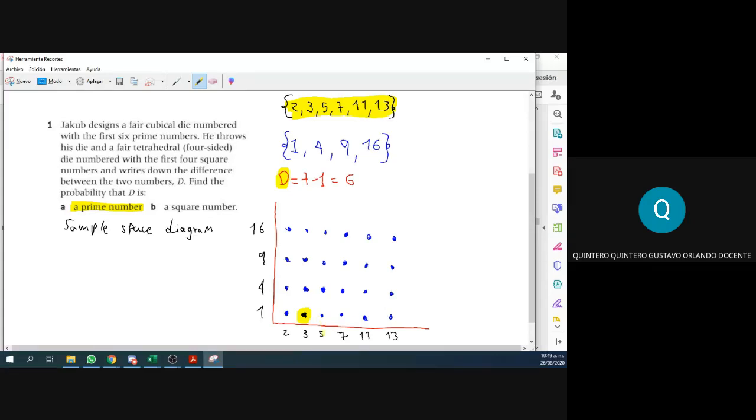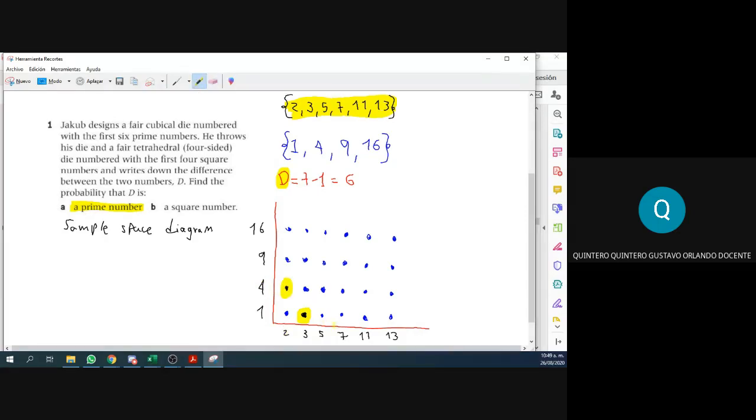All right, let's continue with the next one. 5 minus 1 is 4. Not a good one. 7 minus 1, 6. Not a good one. 11 minus 1. No. 13 minus 1. No. All right. So in the first row, just the first one. How about the second one? Oh, look at this. It's not 2 minus 4. It's going to be 4 minus 2, right? Because the difference has to be positive.